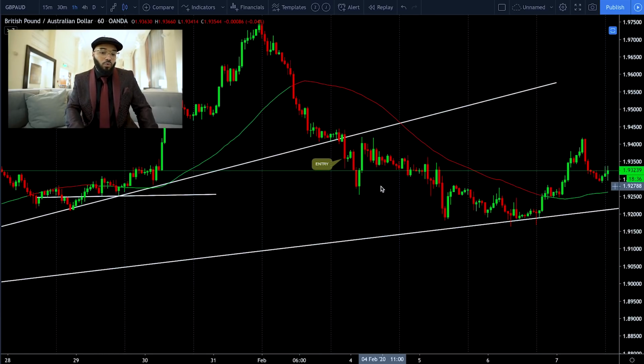Now, remember the rule that I said. A lot of times it comes back and retests. Well, if it doesn't, oh well. Don't have FOMO or fear of missing out. Let the trade go. You know what I mean? We already locked in 100 pips. We can't get greedy with this. But understand the process.